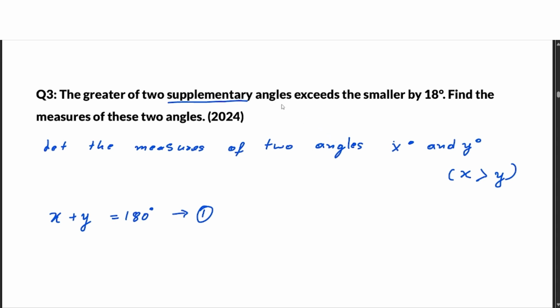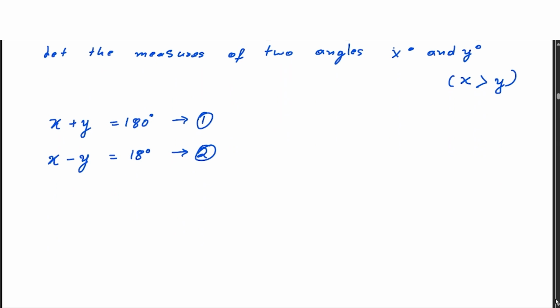Now it is saying the bigger angle exceeds the other by 18 degrees. So we can say x minus y is equal to 18 degrees. So you will get two equations here. Now you can use linear equations, with any method like substitution or elimination, and find the answer. So we can go with the elimination method.